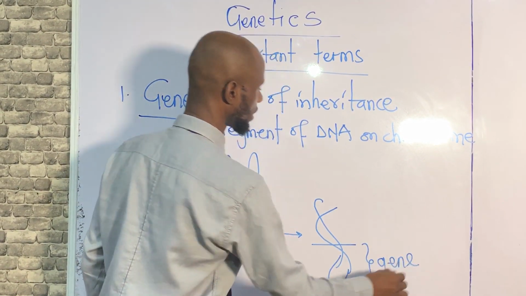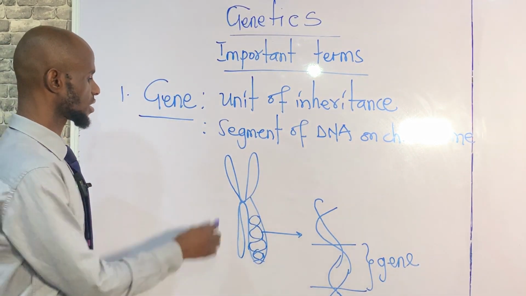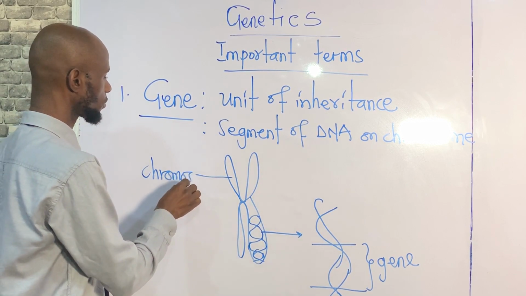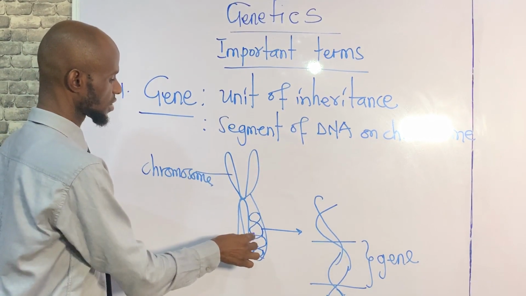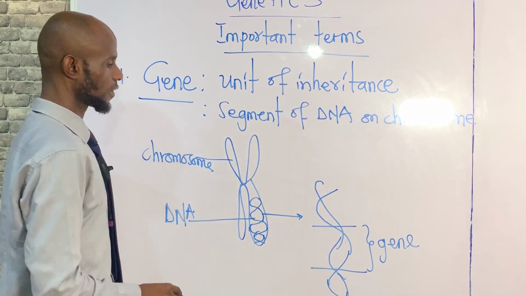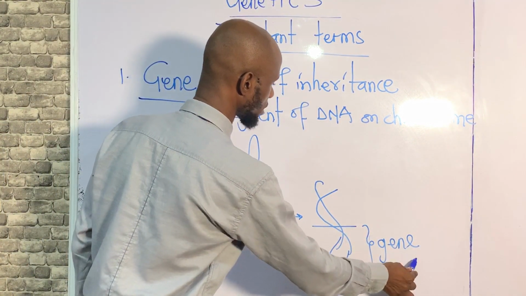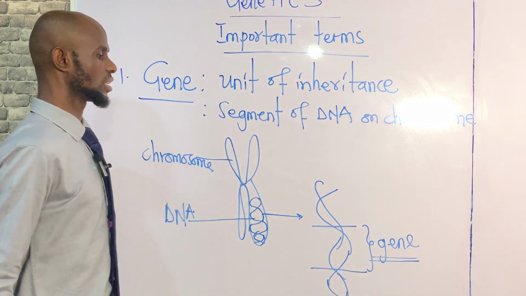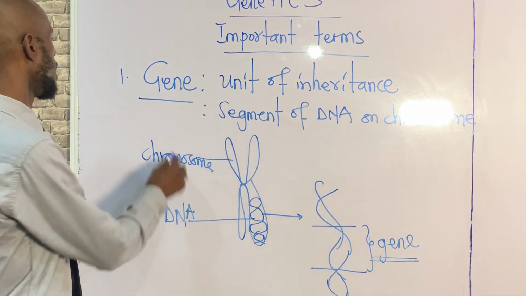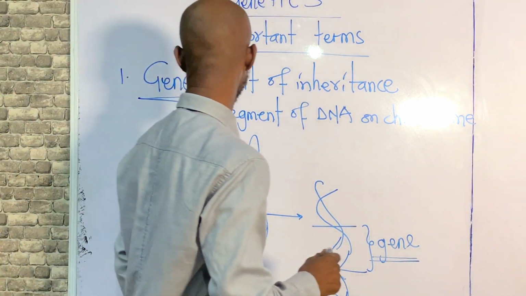So when I defined my gene, I said, this is the chromosome. Let's label together. This is the chromosome. This is the DNA. So a part of the DNA is called the gene. And the DNA is located on where? On the chromosome. Okay, so let's go to the next one.